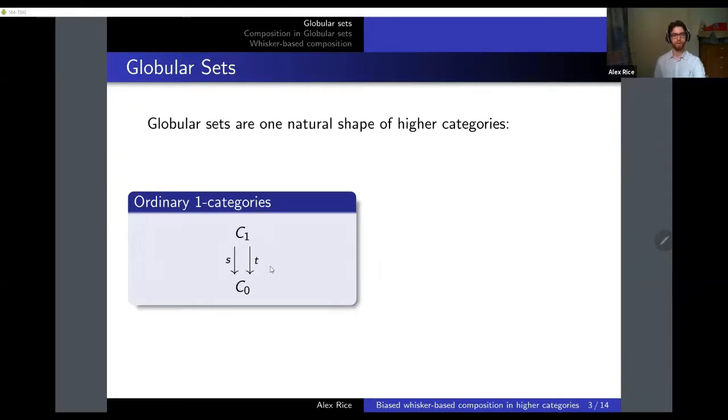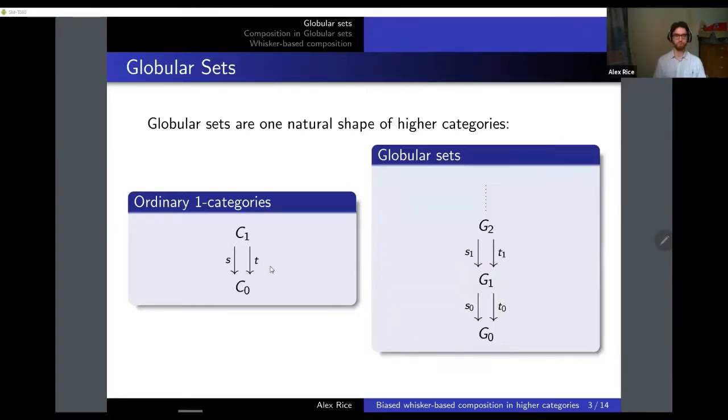And now for globular sets, all we really do is we extend this picture upwards like this. So we've got a set of objects again, and a set of arrows, which have a source and a target. And now we say we've got a set of 2 arrows or 2 morphisms or 2 cells. There's lots of different names, but these also have a source and a target in this set of 1 arrows.